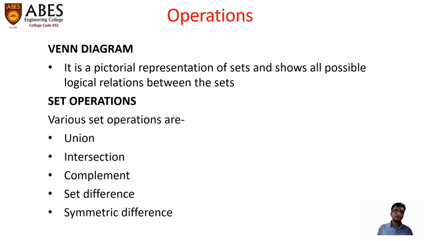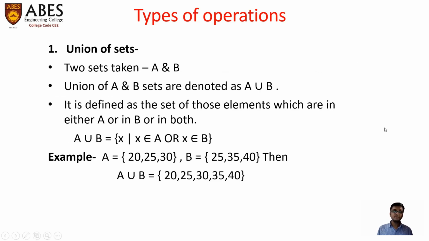There are various types of set operations, which are union, intersection, complement, set difference, and symmetric difference. We will discuss all the types of operations on sets with the help of examples, and we will see how we represent them in the form of a Venn diagram with these operations. The first type of operation is the union operation.